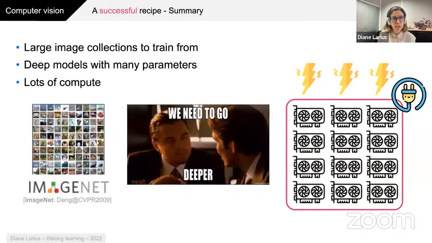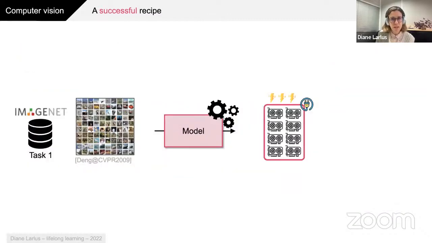So let's move on. If we summarize the reasons for this progress in computer vision for the past, let's say, 20 years, I would say that provided that you have a large collection of images to train from, a model with many parameters, and you can throw lots of compute at it, you can build classification models that can successfully classify hundreds or even thousands of categories. So now, if you'd like to classify the 1,000 categories of the ImageNet dataset that I showed you before, there are extremely strong pre-trained models that are readily available to do so.